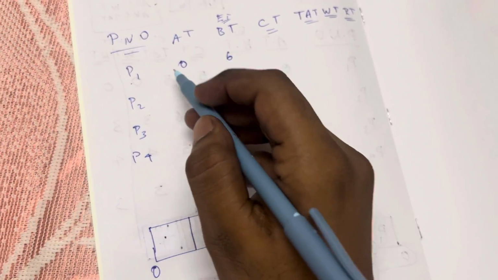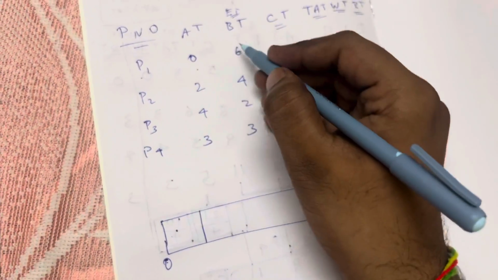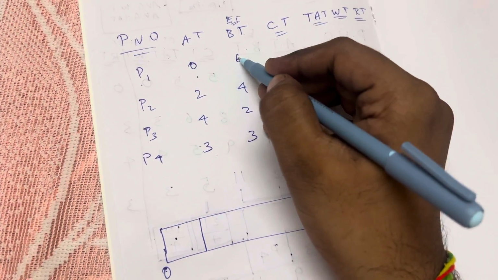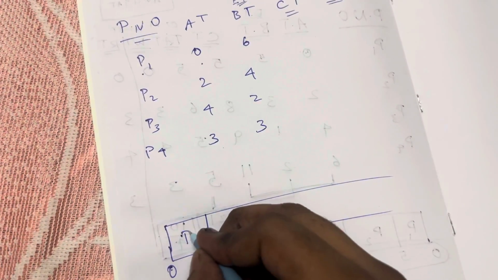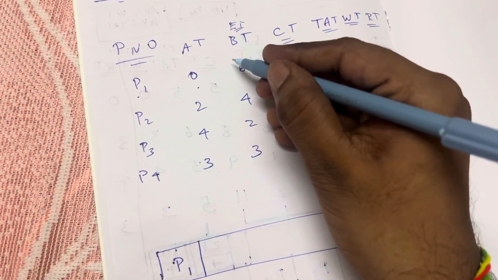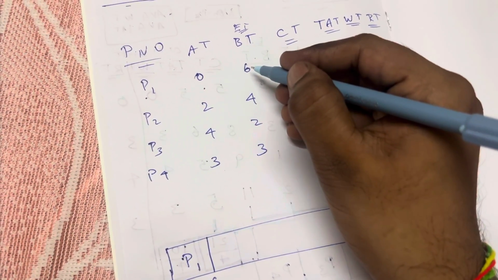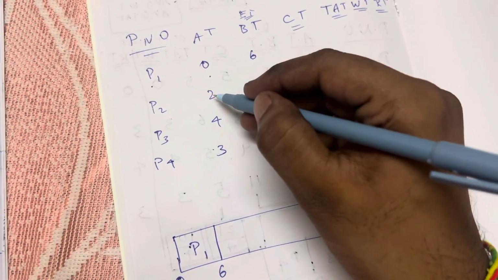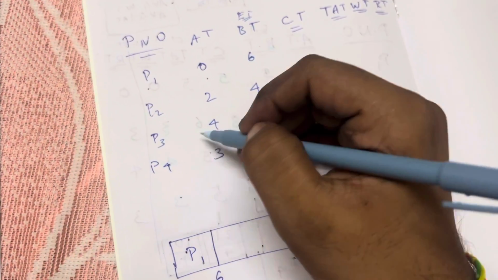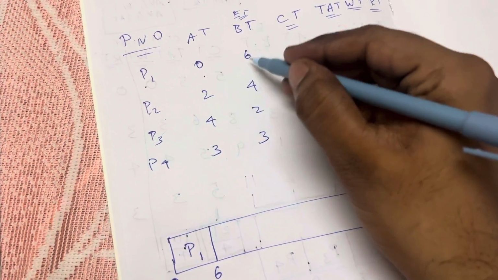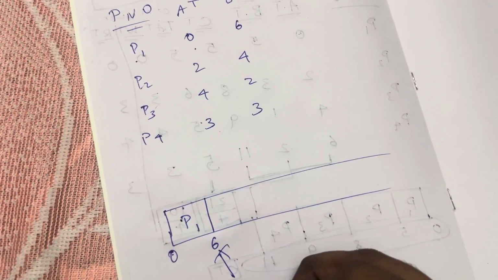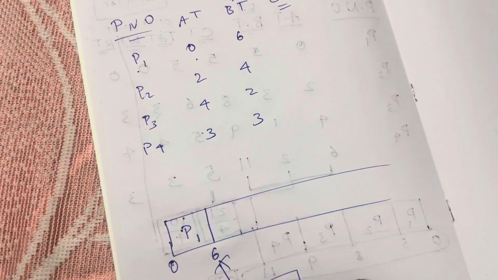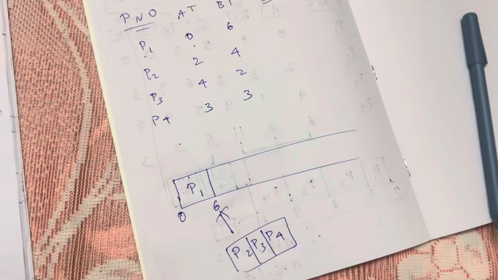Now at 0, P1 has arrived, the process has arrived with burst time 6. So 6 goes first, P1, 6. Now by 6, besides the one that arrived at 6, a lot more have arrived. What all are those? 2, 4, 3. So that is P2, P3, P4. All these 3 have also arrived by 6, so they are in the waiting list.